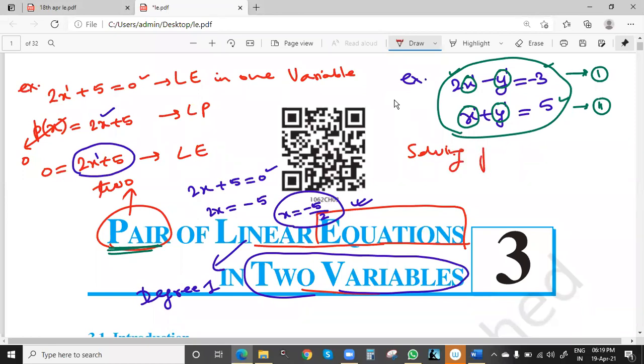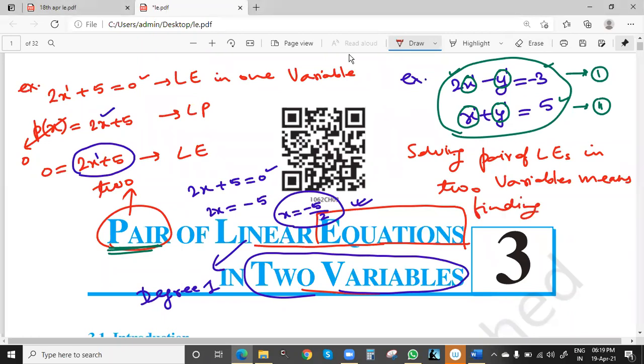Solving a pair of linear equations in two variables means finding x and y values. Solving means finding x and y values.